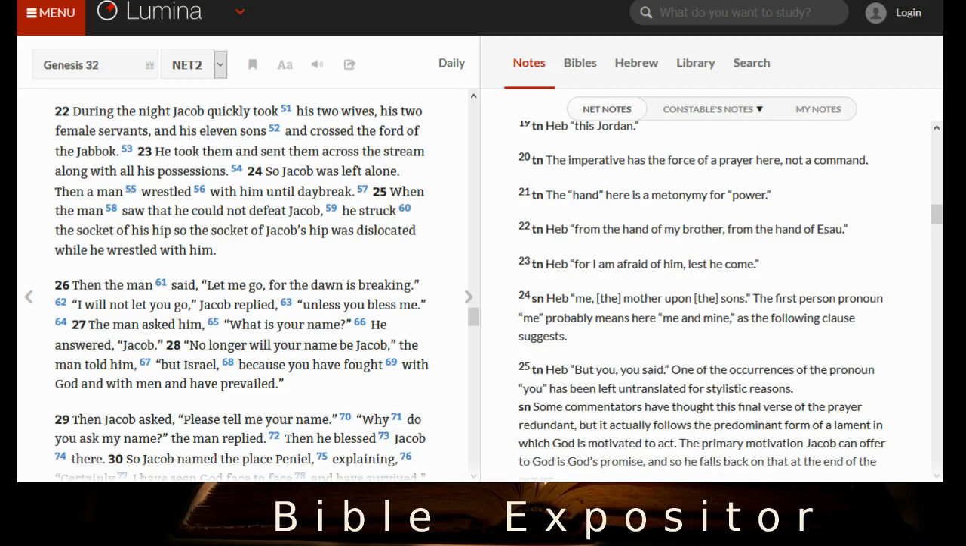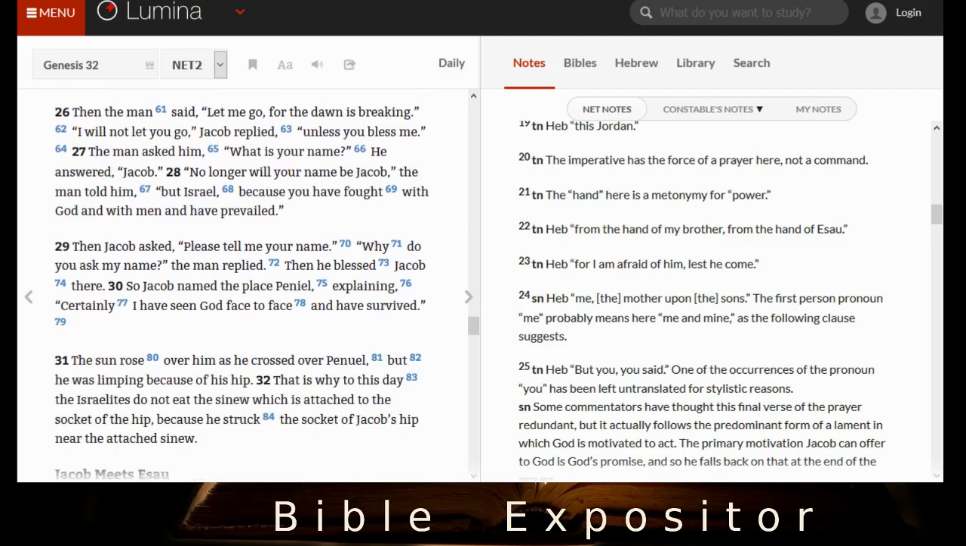This might be the first recorded case of sandbagging. I mean, serious sandbagging, because obviously this mystery man could have won any time he wanted. But he finally ended it, and even so, the man asked Jacob to let him go, which I don't understand. I don't think anybody does, but he was in a hurry to go because it was becoming daytime. But Jacob responds with a curious request for a blessing without even knowing who this was, because at this point he doesn't know who this is.